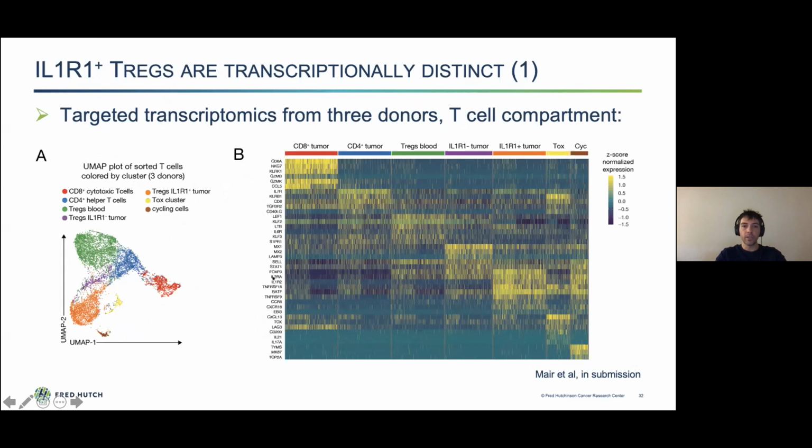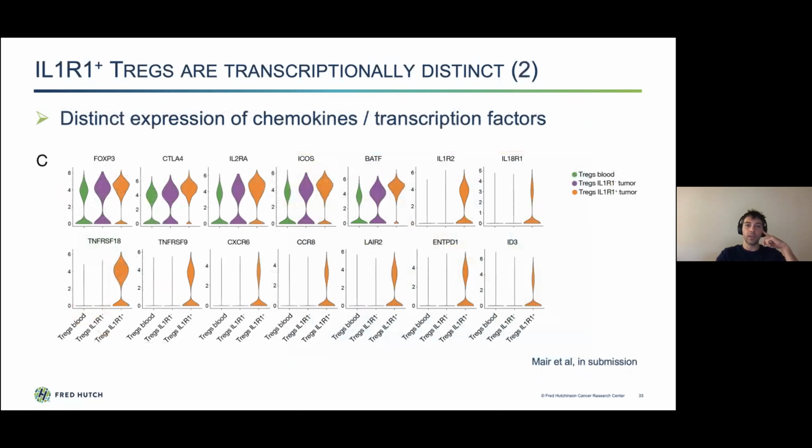Over here, you can see expression of IL-1 receptor type 2, IL-2 receptor, and FOXP3 highlighted in the heat map. But since this is sometimes a little hard to see, I'm showing you some violin plots on the next slide, where in green, you can see the peripheral blood Tregs. In magenta, you can see the IL-1 receptor negative Tregs from the tumor. And in orange, you can see the IL-1 receptor positive Tregs from the tumor. All of these, of course, express FOXP3, CTLA4, IL-2 receptor alpha, and ICOS, although there is increased expression of CTLA4, ICOS, and IL-2 receptor alpha in the tumor Tregs.